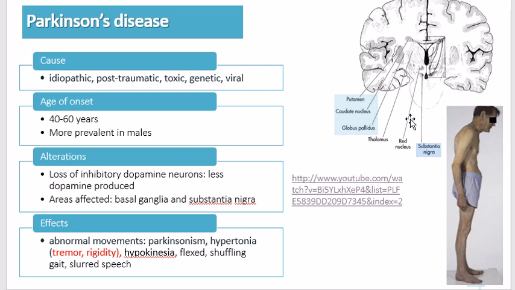So in Parkinson's, the dopamine-containing neurons are lost or they die off, and so less dopamine is produced and therefore released in this area. Some of the main effects that are seen with this disease include abnormal movements, such as Parkinsonism, hypertonia, which is tremors, rigidity, hypokinesia, a flexed, shuffling gait, or slurred speech. If you haven't heard of the term Parkinsonism before, it's any condition that causes a combination of the movement abnormalities that are seen in Parkinson's disease, such as tremors, slowed movement, impaired speech, or muscle stiffness.